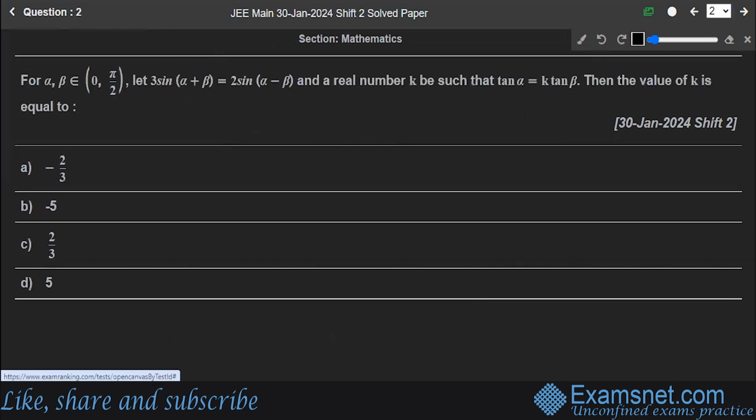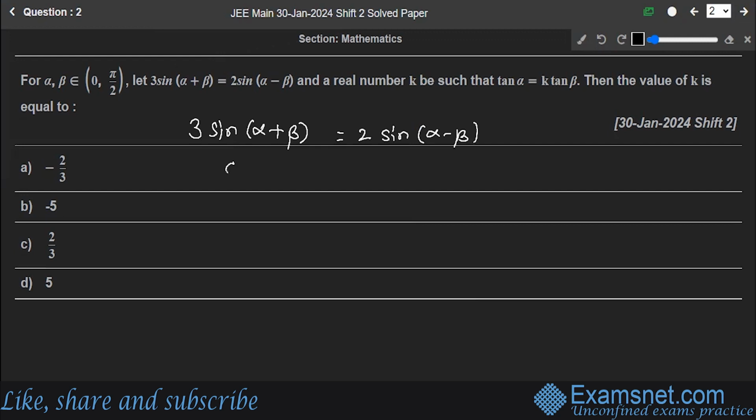Let's move to the next, question number 2. For alpha and beta lying in the interval 0 to pi by 2, let's write down the equation on the side. You have 3 sine alpha plus beta is equal to 2 sine alpha minus beta. So sine alpha plus beta upon sine alpha minus beta is equal to 2 by 3.